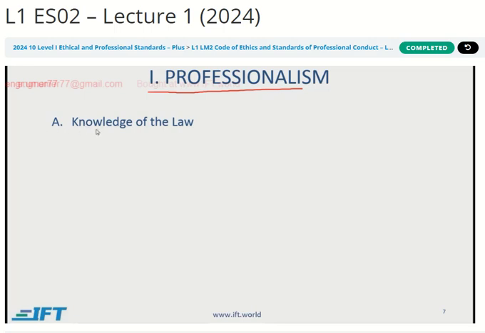Standard 1A is knowledge of the law. What this essentially is saying is that you as a candidate or a member need to know the law. Obviously, part of professionalism is recognizing the law that is relevant to your work. In addition to knowing the law, you need to know the code and standards that apply to you as a candidate. And whenever there is a conflict between the applicable law and the code and standards, you need to follow the stricter version. We'll be talking about this in detail later.